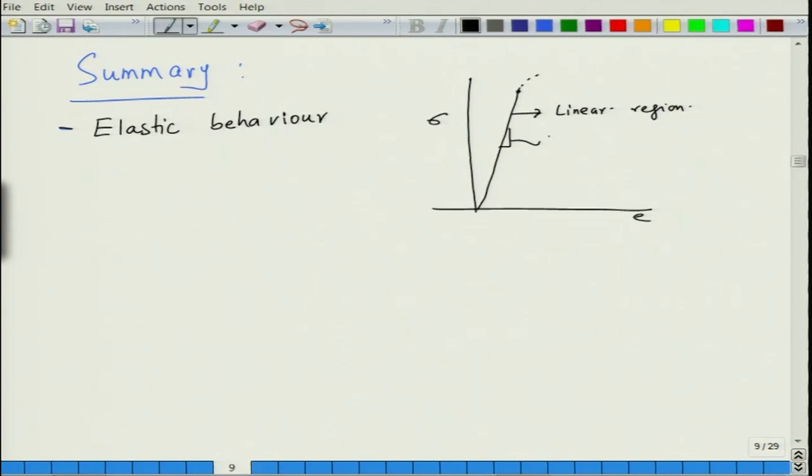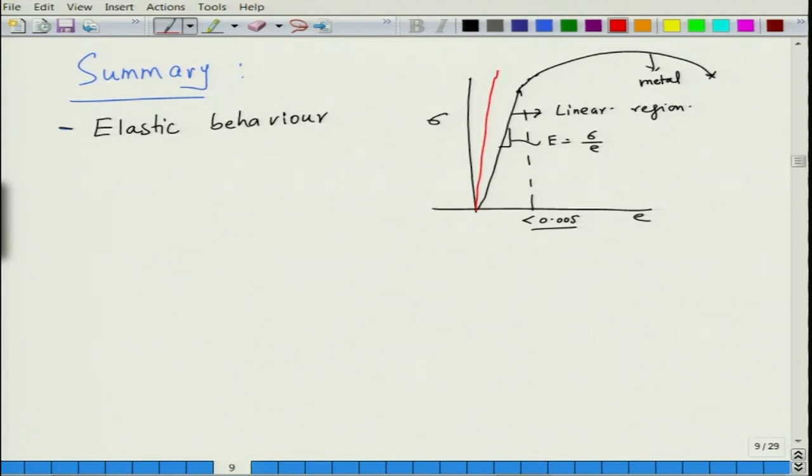And this linear region will give you E, which is sigma divided by epsilon. So, there is a fundamental difference between the metals and ceramics that you will obtain. For metals, you will have a behavior generally like this before the material fails. So, this will be for metals; they will show a pronounced region with strains less than 0.005, very small strains.